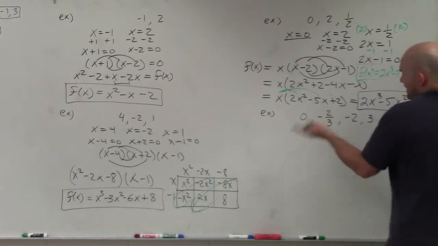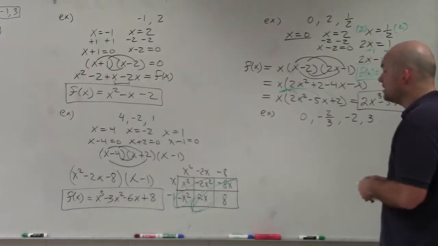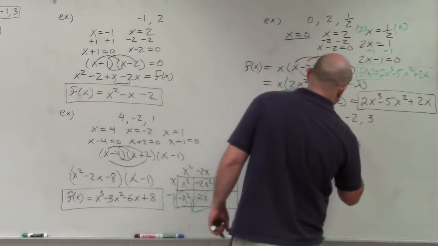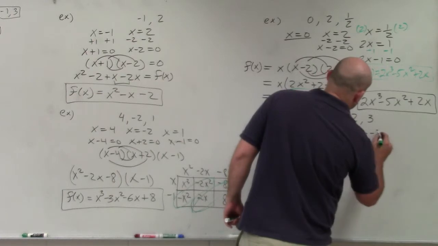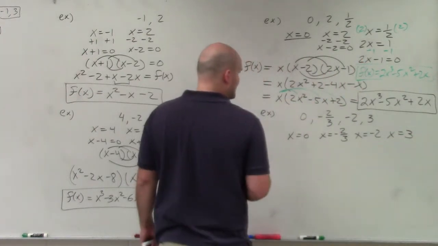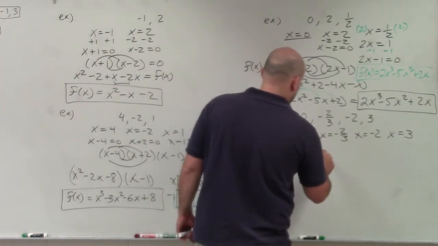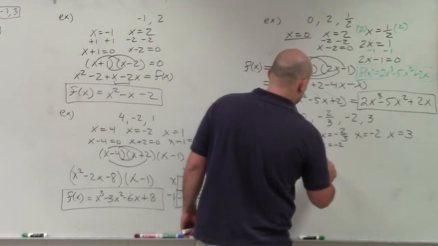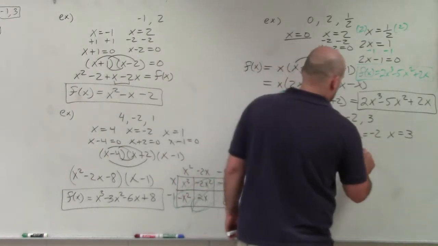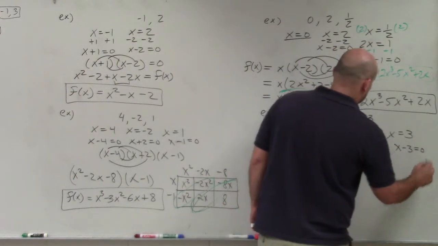Again, now I have a 0 and a fraction, but that's perfectly fine in this case. So let's get on with it. So we have x equals 0. X equals negative 2/3. X equals negative 2. And x equals 3. Again, set them all equal to 0 now. This one's already set equal to 0. This one's going to be 3x equals negative 2, so that'd be 3x plus 2 equals 0. This one is x plus 2 equals 0. And this is x minus 3 equals 0.